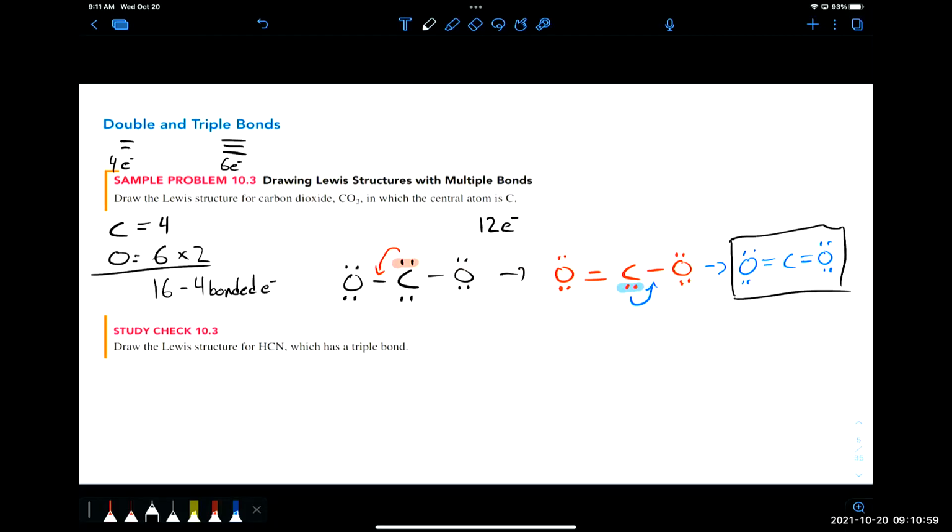For this next one, we're even told that HCN, which is hydrogen cyanide, has a triple bond. So we'll start again. Hydrogen, carbon. In this problem, I would tell you that carbon is the central atom. Carbon is almost always a central atom. Almost always. But I would tell you in this problem, hydrogen can't be a central atom because it doesn't have enough electrons. It only forms one bond ever. So hydrogen is 1 electron, carbon is 4, nitrogen is 5.